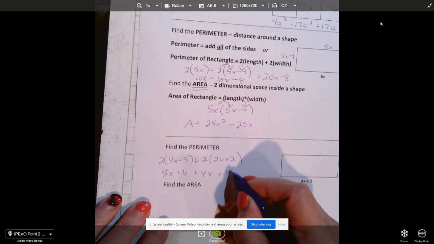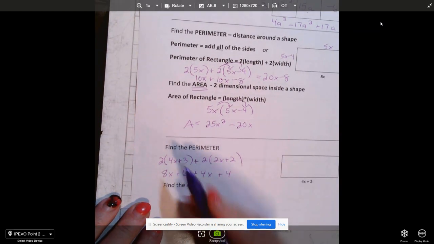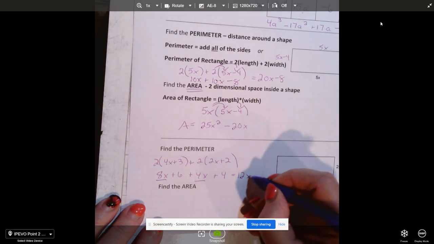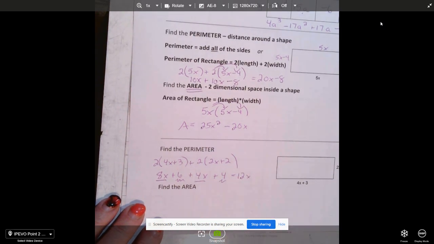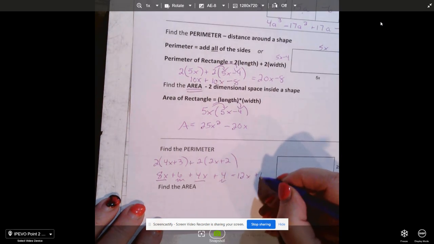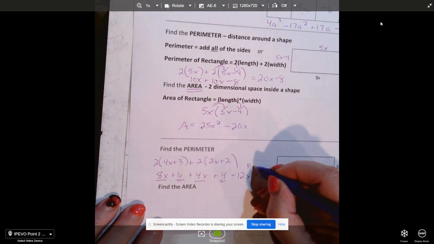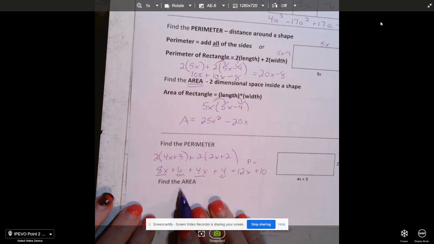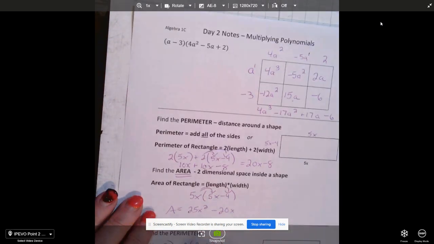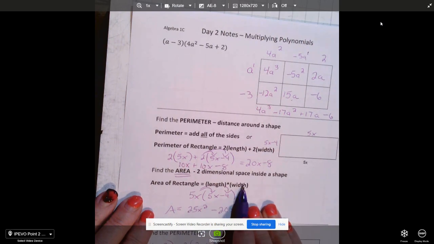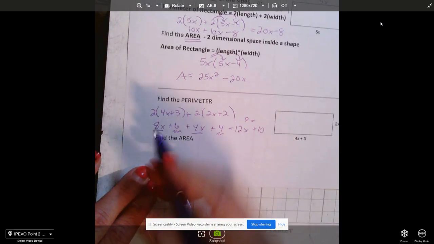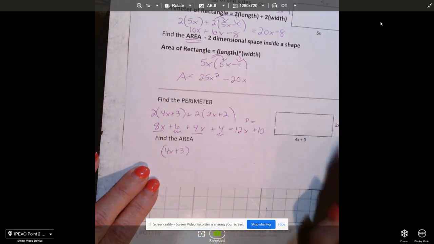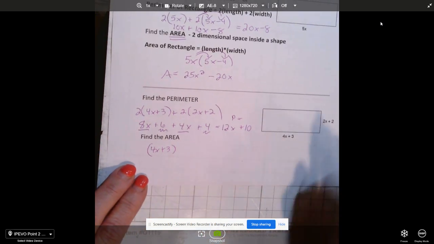4x plus 4. Combine my like terms, so the 8x and 4x are like terms. That'll give me a 12x. And the 6 and the 4 are like terms, so that'll give me plus 10. So my perimeter will equal 12x plus 10. And if I have to find the area, again, remember your area is your length times your width. So now I'm going to take 4x plus 3, and I'm going to multiply that by 2x plus 2.